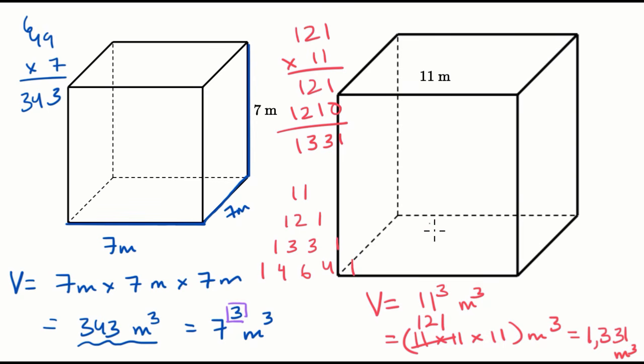The whole point of this video is finding the volume of cubes, and you can see that here. We took 7 to the third power, 343. That's how many cubic meters. And similarly, we took 11 to the third power, 1,331 cubic meters.